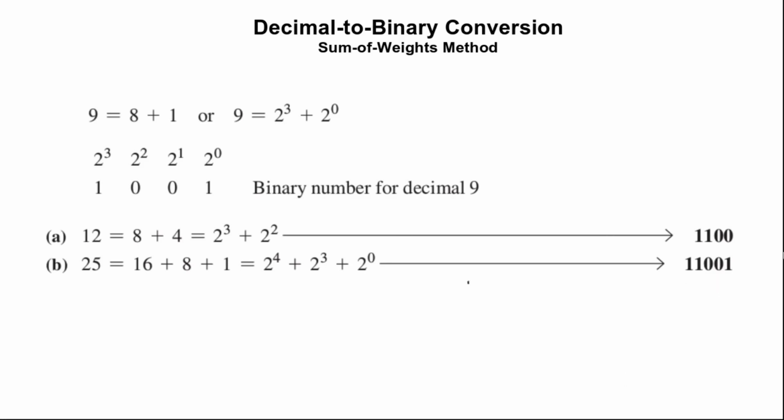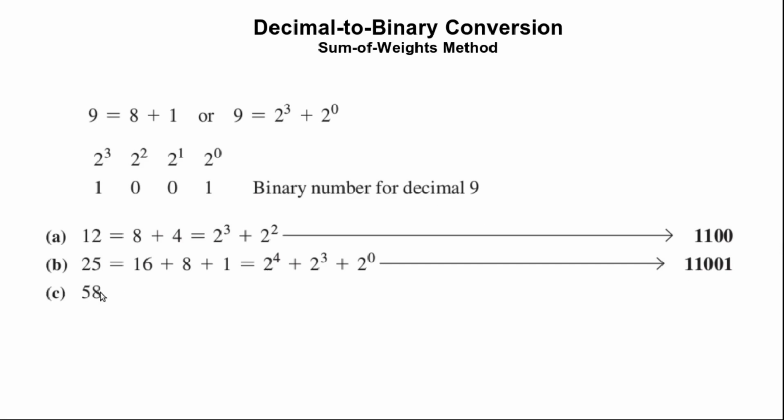Try to understand this, because this position is 2 to the power 0. 2 to the power 0 is present, so it should be 1. The next position is 2 to the power 1. 2 to the power 1 is not present here, so it should be 0. Next position is 2 to the power 2. 2 to the power 2 is not present, so it should be 0. Next bit weight is 2 to the power 3. 2 to the power 3 is present here, so it will be 1. And the weight of the next bit is 2 to the power 4. And 2 to the power 4 is present here, so that particular bit will be 1.